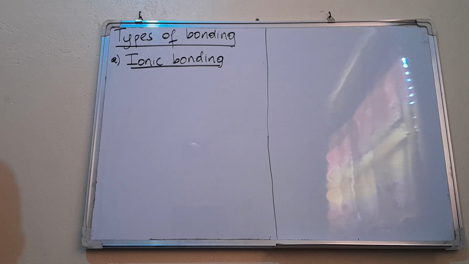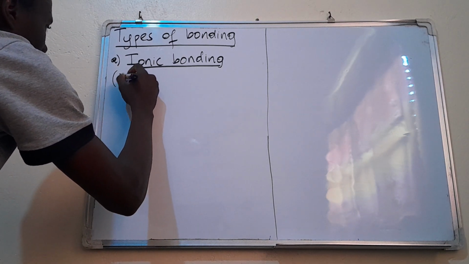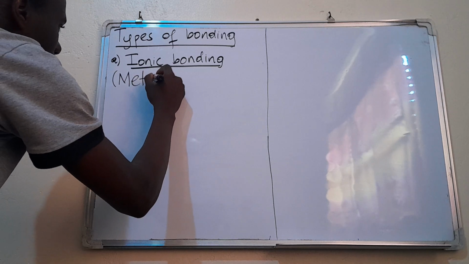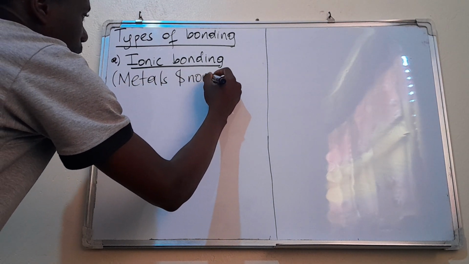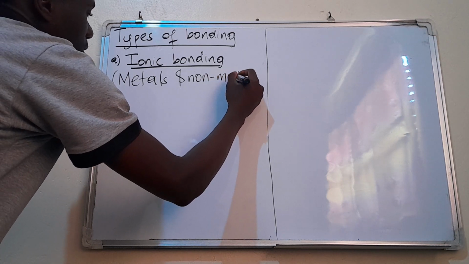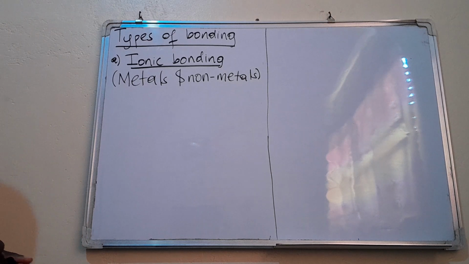So ionic bonding particularly occurs between metals and non-metals. It occurs between metals and non-metals. Ionic bonding occurs between metal atoms and atoms of a non-metal.